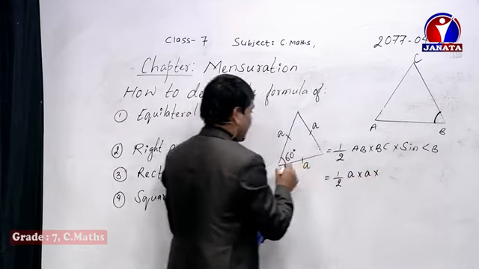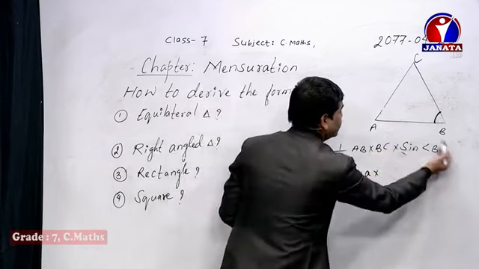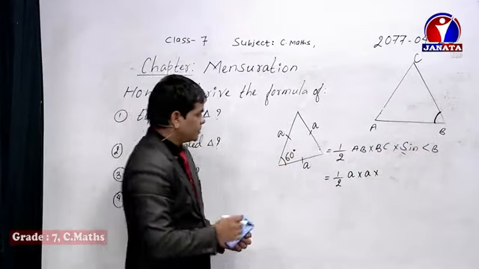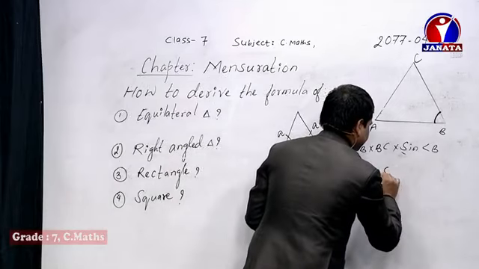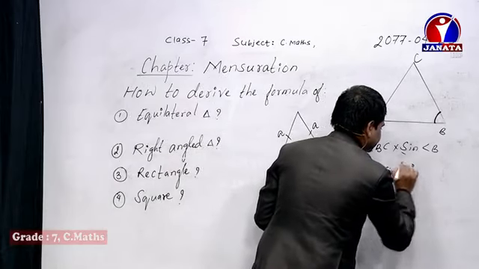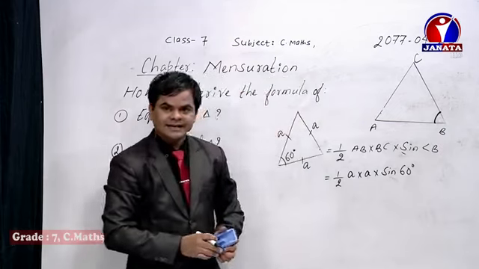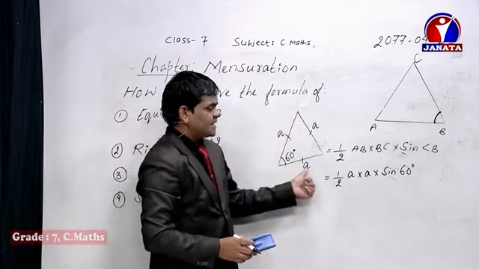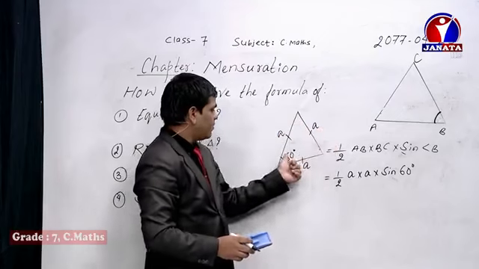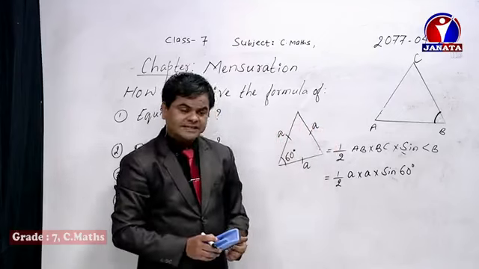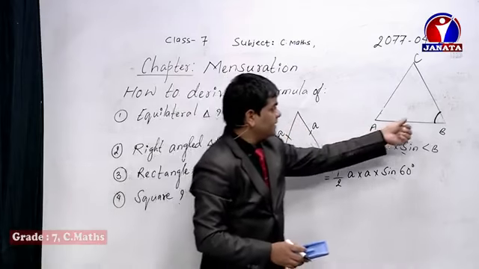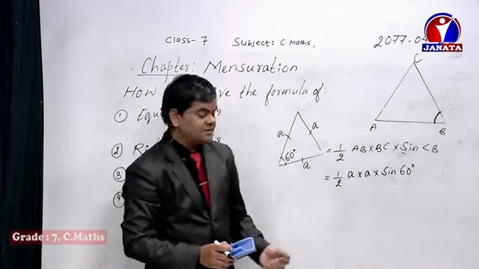And what is the value of sine angle B? It means sine of the middle angle in between the two adjacent sides, isn't it? The value of the angle is 60 degrees, so write sine 60 degrees. Did you understand? All the sides of the equilateral triangle are equal and all the angles are 60 degrees. Among them I am taking just one angle, because if we have one angle then it is sufficient to find out the area.